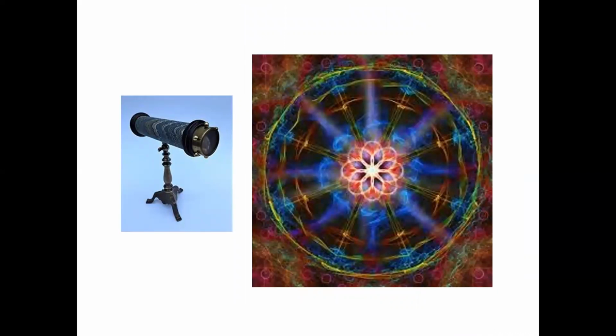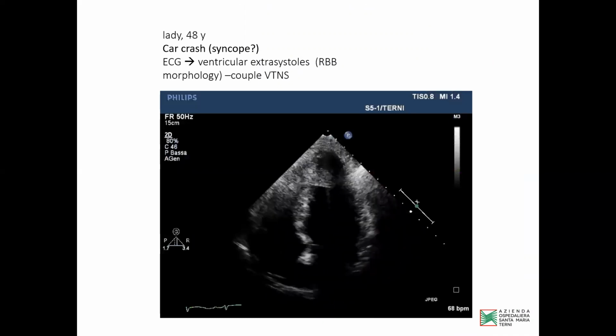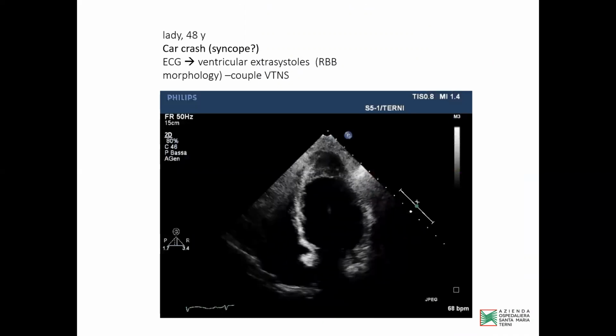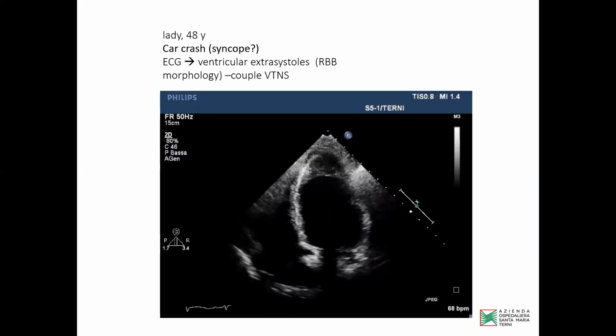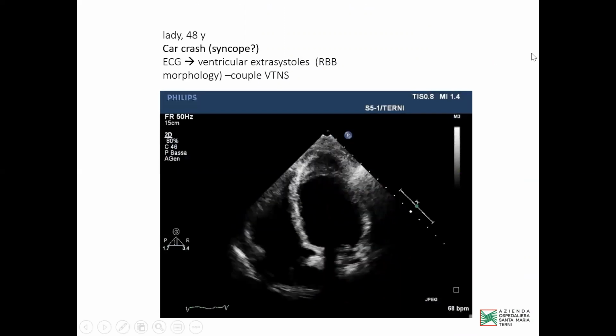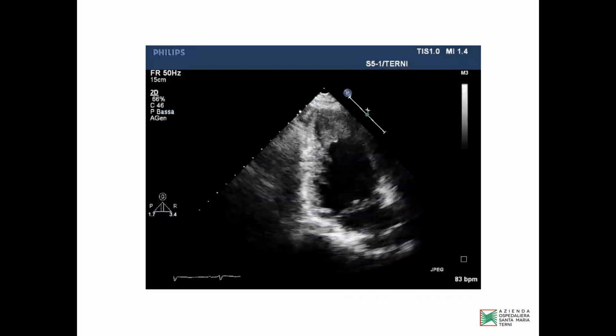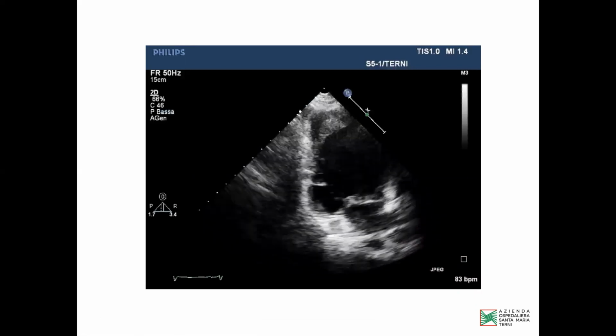Now we change situation, talking about another type of hypertrophic phenotype evaluated with transthoracic exam. This is the case of a young lady who went to our hospital after a car crash, possibly related to a syncopal episode. The ECG showed frequent ventricular extrasystoles, and the transthoracic echo evaluation underlined the presence of possible apical hypertrophy. According to echo morphology, we thought that the image in the apical view could also be referred to thrombosis.